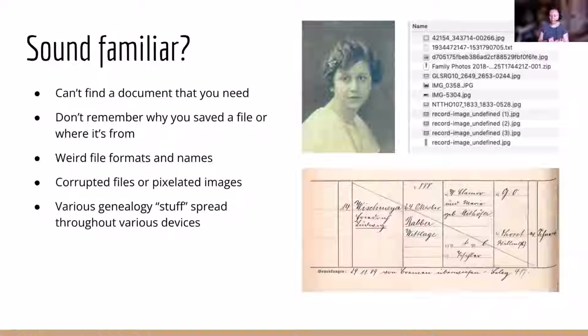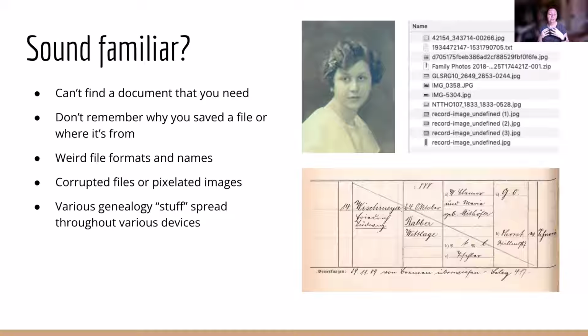Maybe it's like that German record there. I'm not too great on German. I don't remember what that record is, where it came from, any of that. I can read Wishmeyer on that, but besides that, I don't remember why I saved that. Maybe you have weird file formats and names, like that list there. Maybe you have some corrupted files or pixelated images, where you know you have this picture scanned, but you open it and it looks like my great-grandmother there, all pixelated and not looking that great. Maybe you scanned it 15 years ago and now it just looks awful.